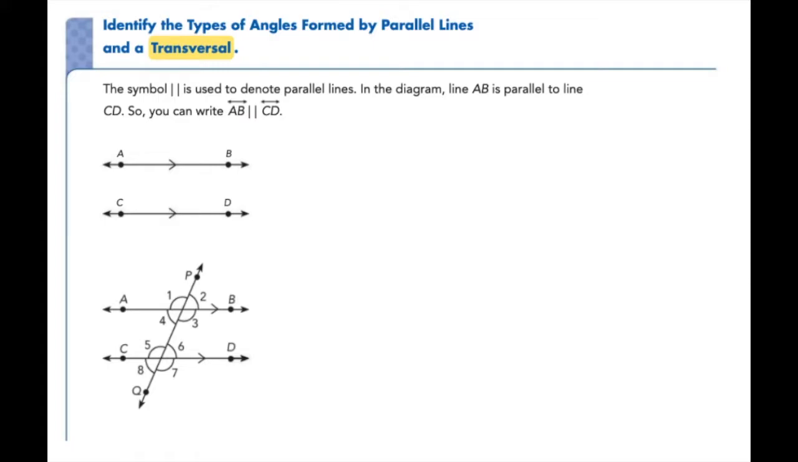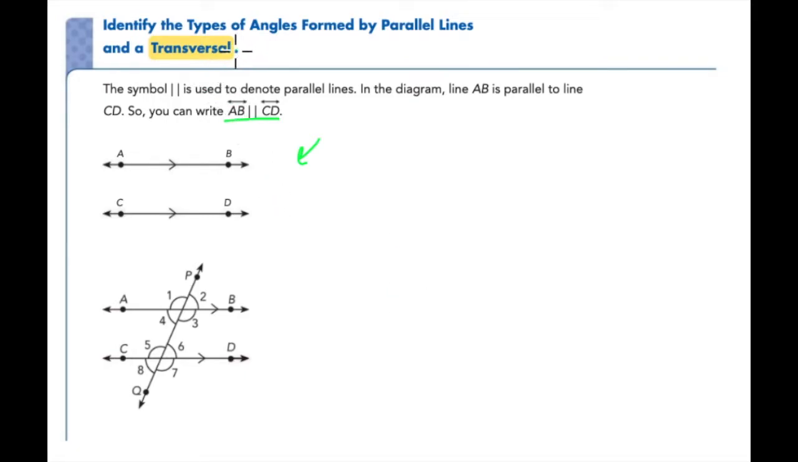In this lesson, we're going to be looking at angles that are formed by parallel lines and a transversal. We'll start with parallel lines, and if you look up here, we have line AB and CD, and it says that those lines are parallel. And again, parallel means that it's two lines that are never going to intersect. So these lines would never intersect each other, meaning they would never cross or run into each other.